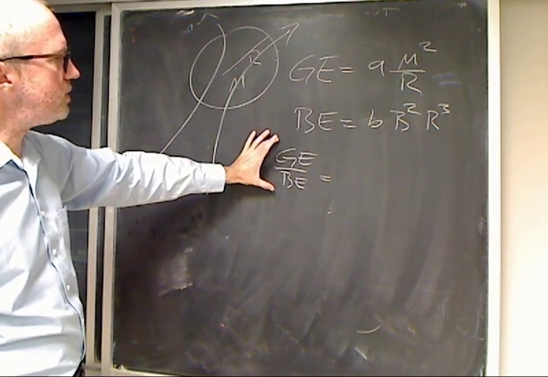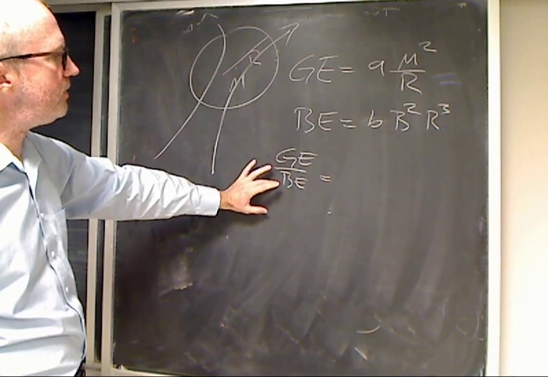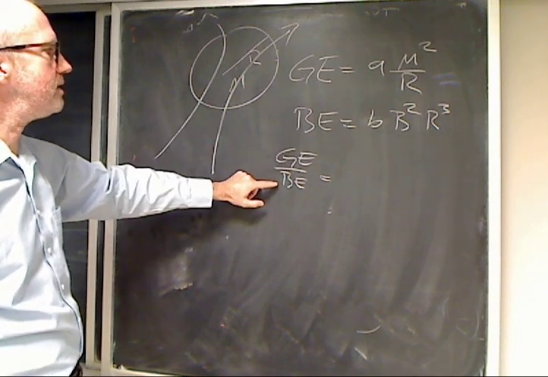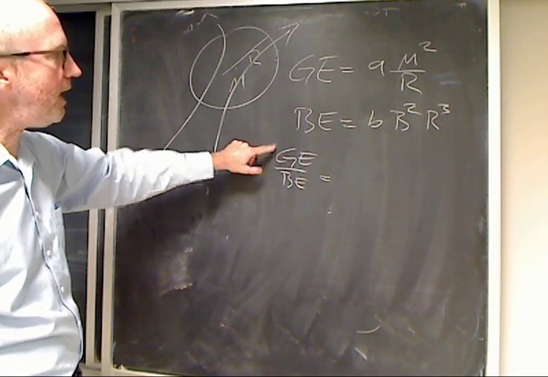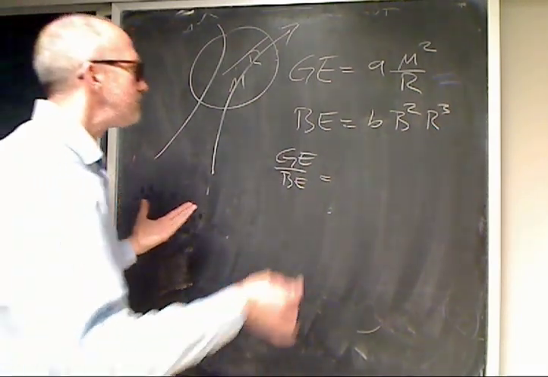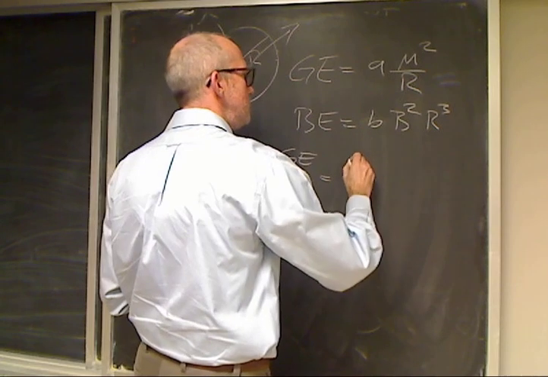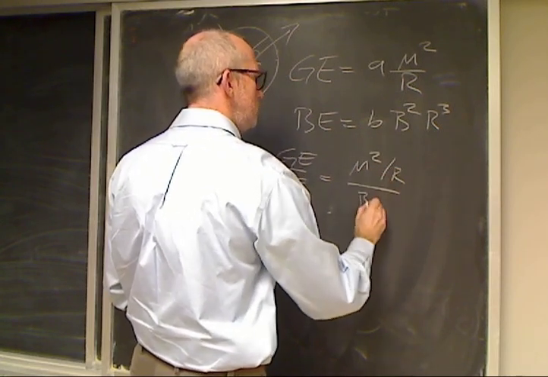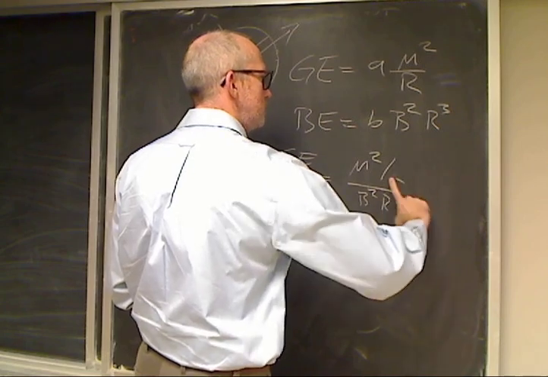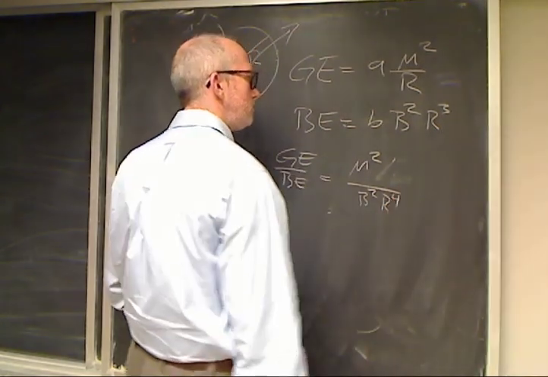So let's just ask, ignoring the fact that it doesn't really work, this is an idea that people have been using for a long time: if I have a magnetic field that's supporting my cloud, how does that evolve? So let's look at this ratio. This is M squared over R over B squared R, let's take that R downstairs, R to the 4th.